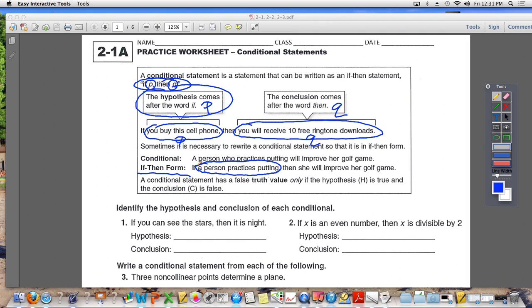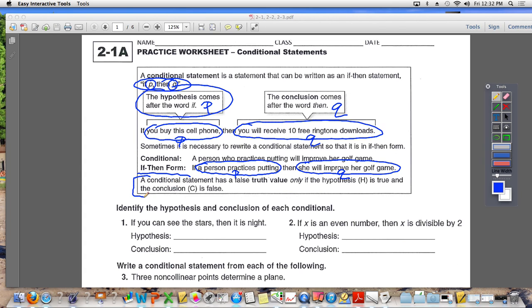A person practices putting. What's that called? Called the hypothesis. So I'm going to label it P. She will improve her golf game. Confusing, so let me explain what that means. If the hypothesis is true but the conclusion is false, it's called a false statement.